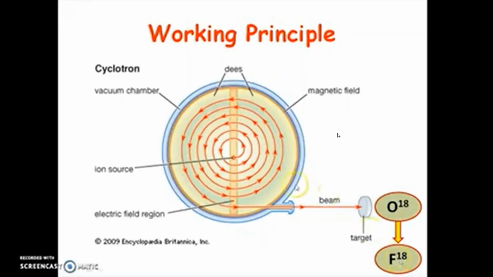I will repeat once again. The fast moving ion particle will be accelerated by the cyclotron and made to bombard the stable atom O18, and because of the continuous bombardment, it is converted into a radioactive element fluorine 18, which is a positron emitter. That's how we get the positron emitter. So fluorine 18 is the positron emitter which we use in the PET scanner.